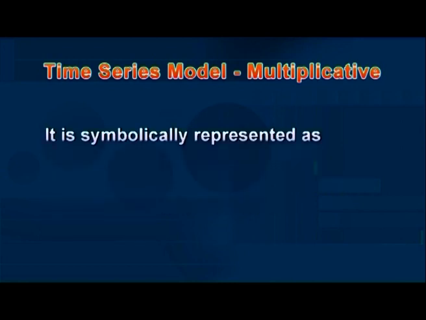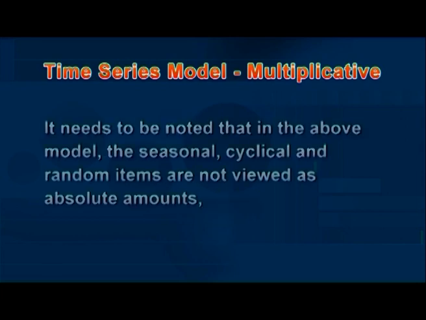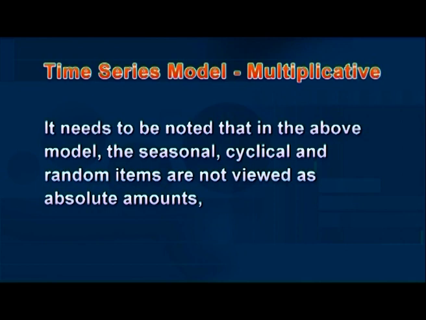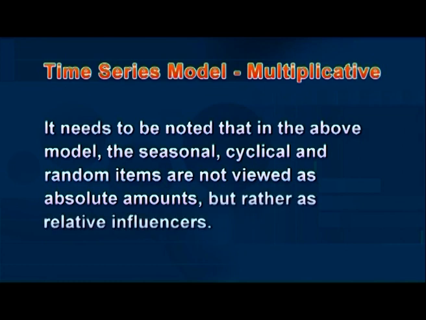It is symbolically represented as Y = T × S × C × I. The time series value is equal to the product of trend, seasonal variation, cyclical variation, and irregular variation. It needs to be noted that in the above model, the seasonal, cyclical, and random items are not viewed as absolute amounts, but rather as relative influencers.